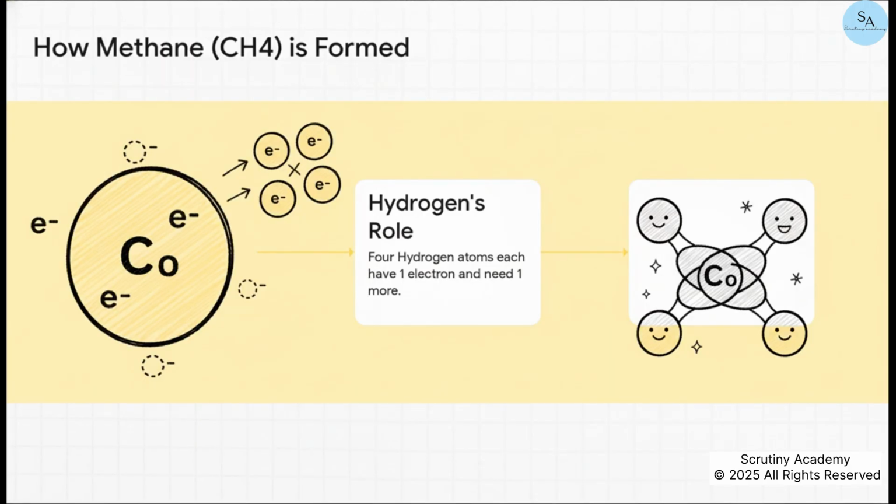You have a carbon atom in the middle with 4 outer electrons, so it needs 4 more. And then you have 4 hydrogen atoms, and they each need just 1 more electron. So what happens? Carbon teams up with all 4 hydrogens. It shares 1 electron with each hydrogen, and each hydrogen shares its electron back with carbon. The result? Everybody's happy. Carbon gets its full octet, and each hydrogen gets its stable pair. It's a win-win.